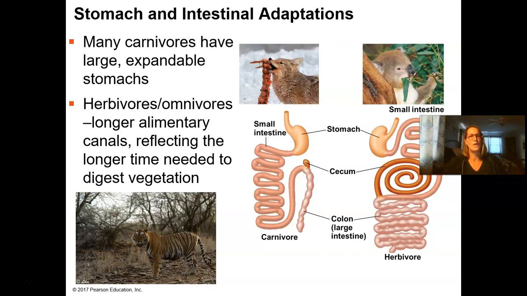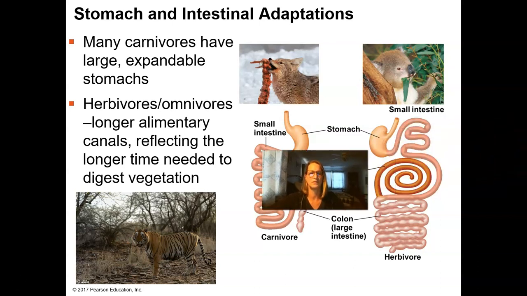Okay, so some additional adaptations for mammals or for animals besides dentition, which may differ depending on what the organisms are eating, might be involved in the length of the alimentary canal or the digestive tract.